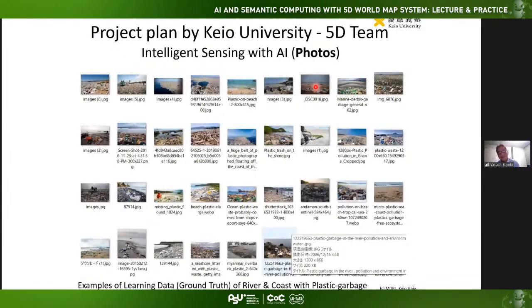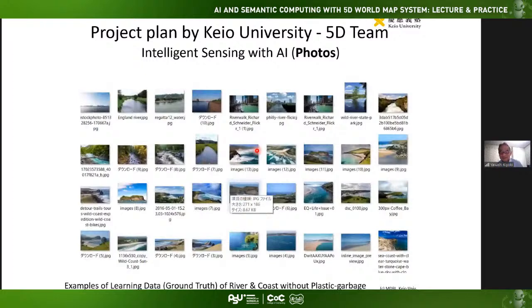And this is a case of AI. How to combine machine learning? Maybe you are highly interested in machine learning or deep learning currently. Okay, this is image retrieval. For example, this is our experimental study about plastic garbage. Plastic garbage images are collected, and these are non-plastic images. This is a very simple machine learning.